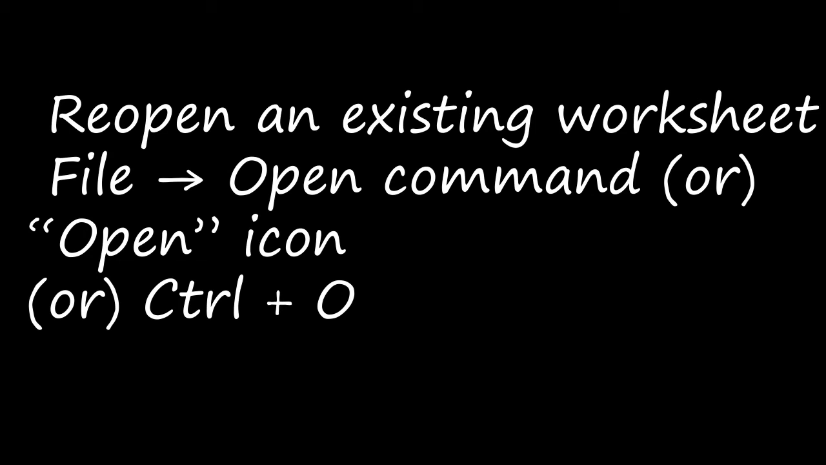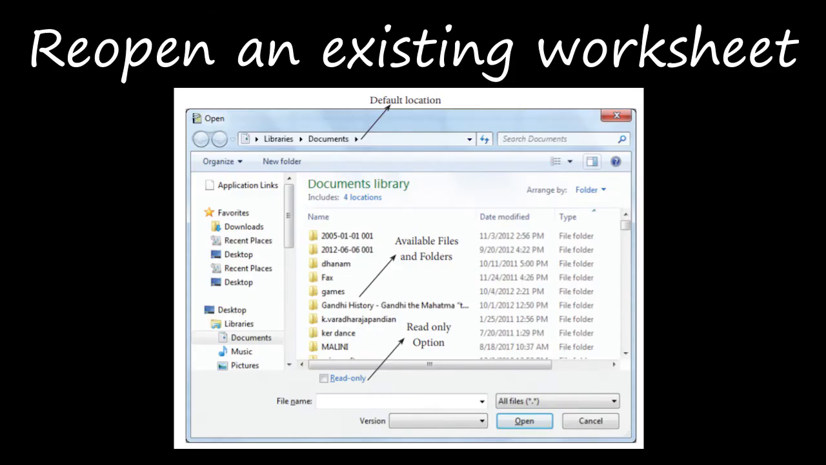Then the Open dialog box will appear. Here in this Open dialog box, the default location is Documents. The Documents folder will be opened as the default one. So wherever your file is, if you have saved the file on the desktop, you can just click Desktop. On the left side, you have favorites, downloads, recent places, desktop, and so on. So from here you can select it.